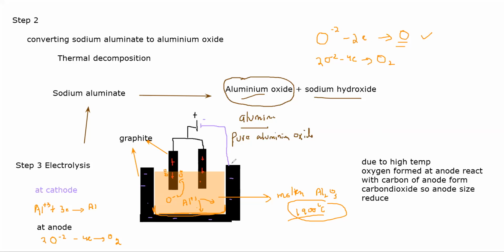So we have to replace this anode from time to time. The size decreases, so it must be replaced. Any doubt in this part, extraction of aluminium? We need this method to extract the aluminum, to separate the aluminum metal.